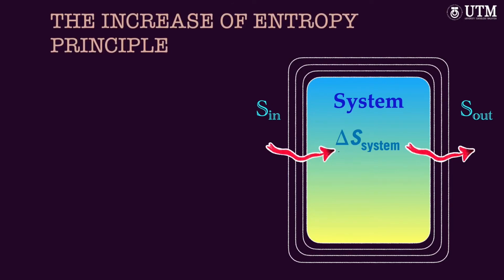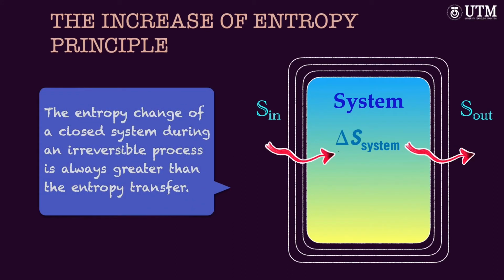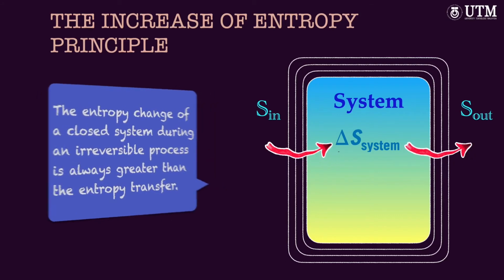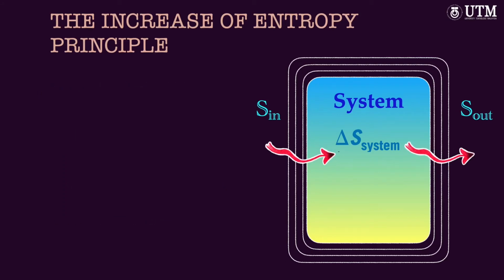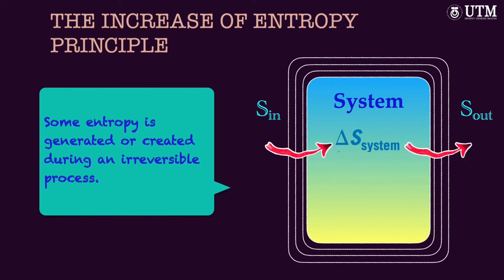Now, let us comprehend the increase of entropy principle. The entropy change of a closed system during an irreversible process is always greater than the entropy transfer. Some entropy is generated or created during an irreversible process. This generation is due entirely to the behavior of irreversibilities.